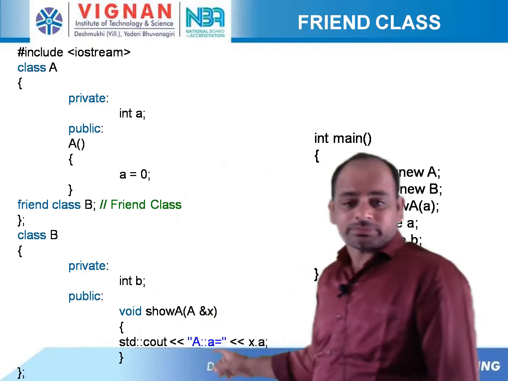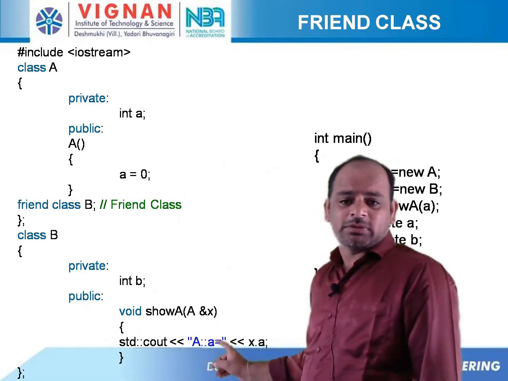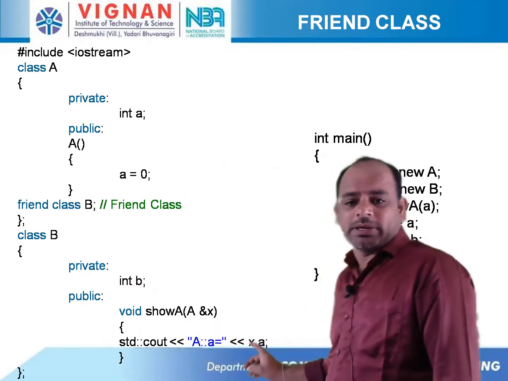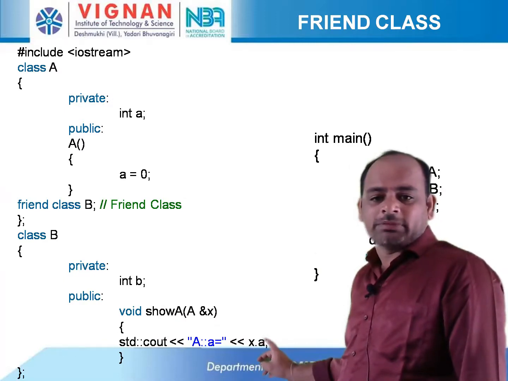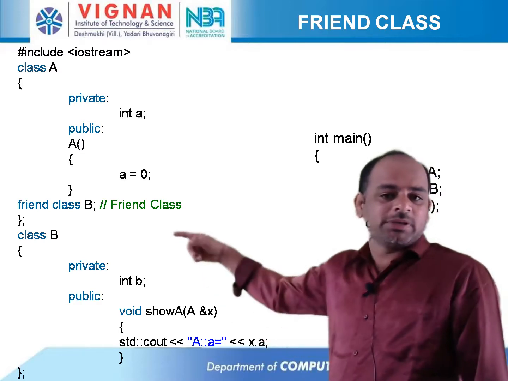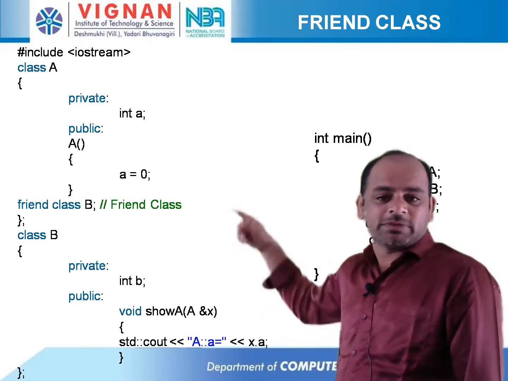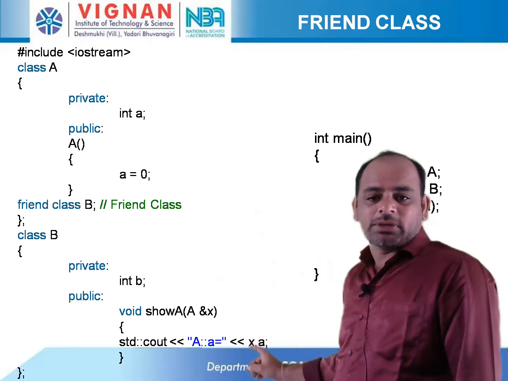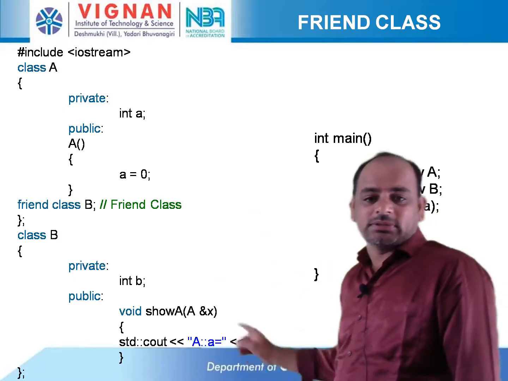Then here cout A scope resolution, A equal to x dot A. Here A is the private member of class A, which we are using in class B. So class B is able to access the private member of class A because we made class B a friend of class A, and by using the object of class A, right?